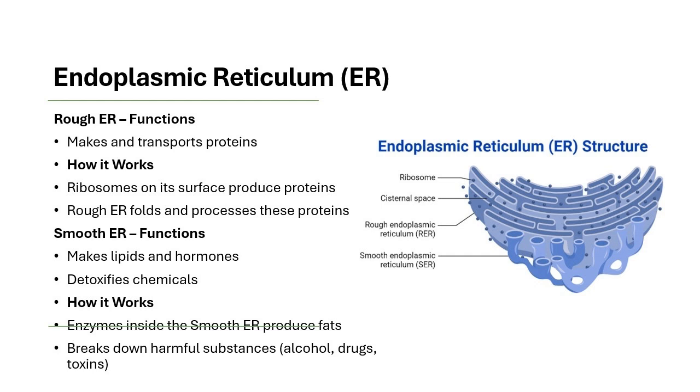Smooth ER. The smooth ER does not have ribosomes, so it looks smooth. Its main job is to produce lipids, including the fats needed for cell membranes and hormones. The smooth ER also detoxifies harmful chemicals like drugs and toxins, helping keep the cell safe. It maintains the chemical balance inside the cell by breaking down unwanted or dangerous substances.